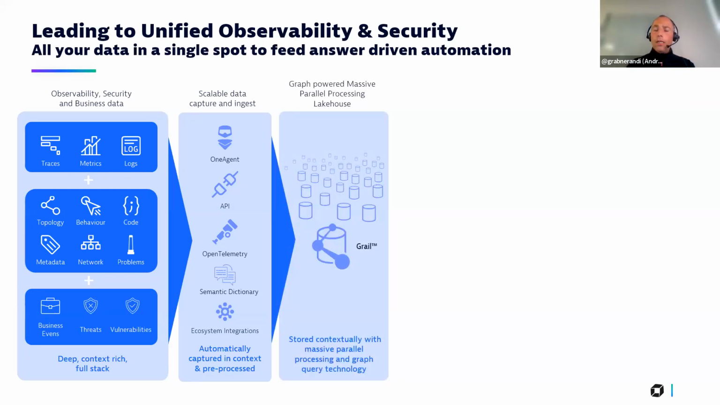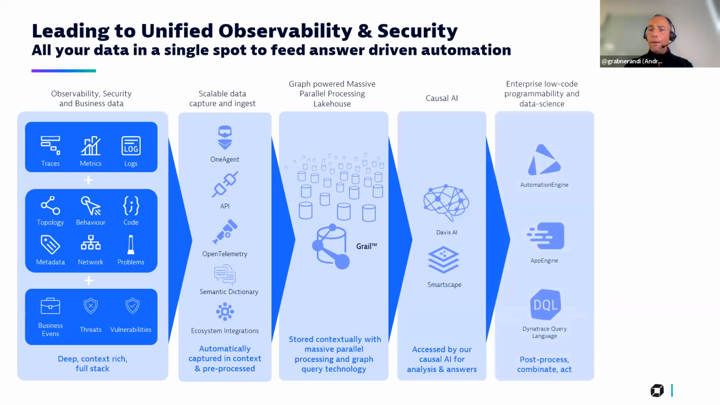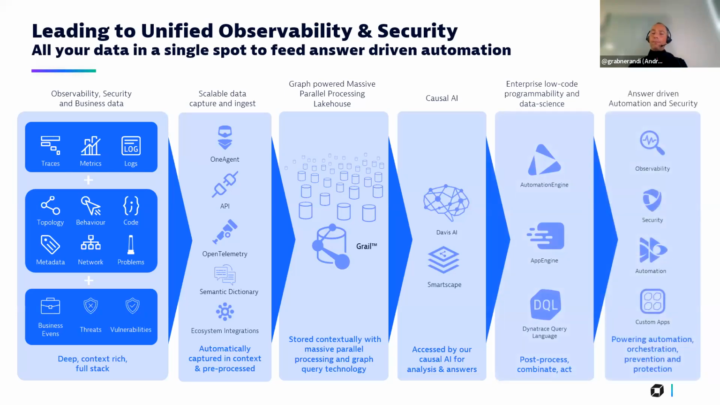Everything gets stored in our Grail, in our massive parallel processing. We call it a data lakehouse, logs, metrics, traces, all in one place. And then it gets analyzed by our AI. We're automatically building a topology model depending on the distributed trace dependencies that we have, but also of the vertical stack information that we have. And then we can use all of this data in the different ways, the different apps in Dynatrace, whether it's for automation purposes, for custom apps, to query the data and analyze it.